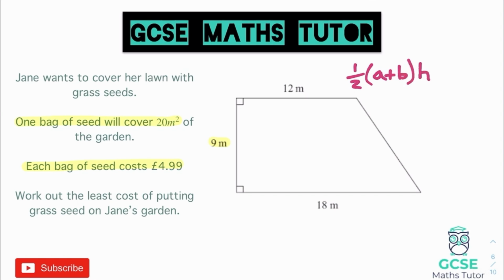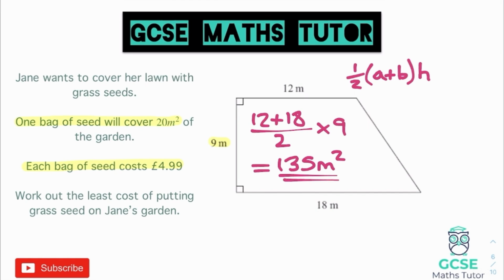So if we plug those values in, we have 12 plus 18, which is equal to 30. We would divide that by 2, which is equal to 15, and then we would multiply it by the height. So we need to do 15 times 9, and when you work out 15 times 9, you get a final answer of 135. And this again is in metres, so that is 135 metres squared. And again, you can take your time working that out.